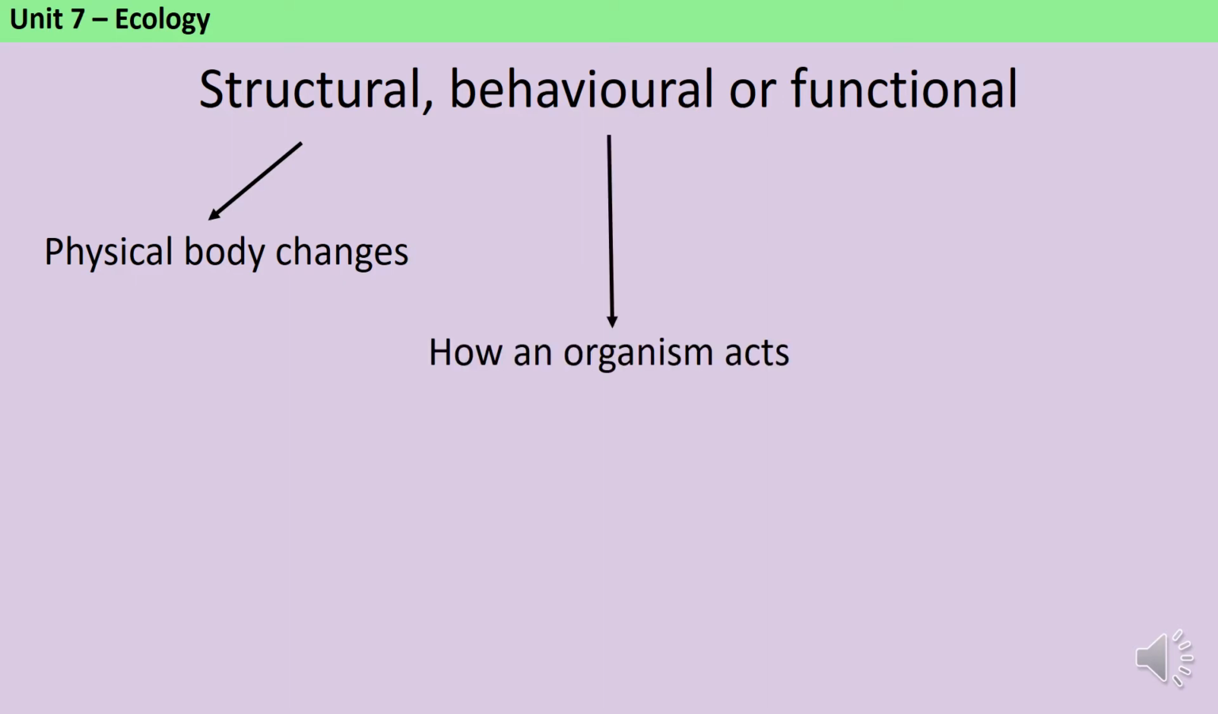Behavioural adaptations are about how an organism acts, so that includes things like penguins huddling together for warmth, elephants flapping their ears to help them cool down, swallows and other birds migrating depending on the seasons, and also hibernation. Functional adaptations are about changes to your metabolism, so that could include things like how camels sweat very, very little, which helps them to remain hydrated in the desert, or how certain kinds of desert shrew produce very, very concentrated urine, again to conserve water, or it could also be things like a change in reproductive timing.